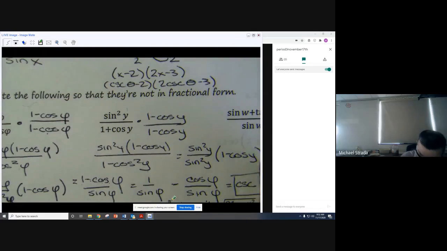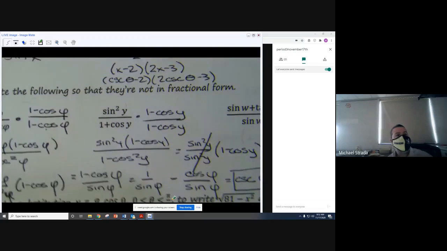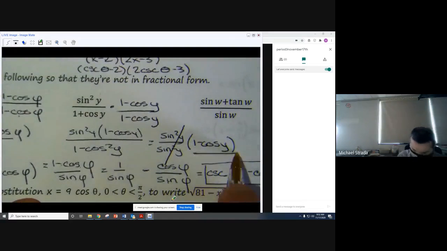What do the sine squared y's do to each other? Cancel out. So your final answer is 1 minus cosine y.